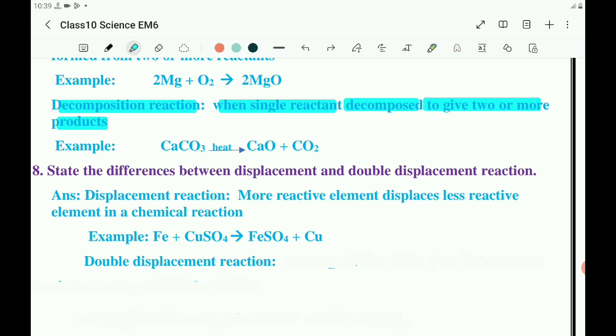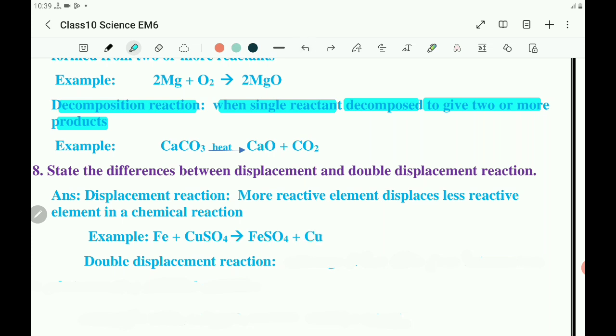Here iron, Fe, reacts with copper sulfate. Copper sulfate is a compound and Fe is an element. And what is the element present in the compound copper sulfate? That is Cu. Cu is present in copper sulfate, and Fe is more reactive than Cu. So Fe displaces Cu from CuSO4, gives FeSO4, and copper separates as an element.